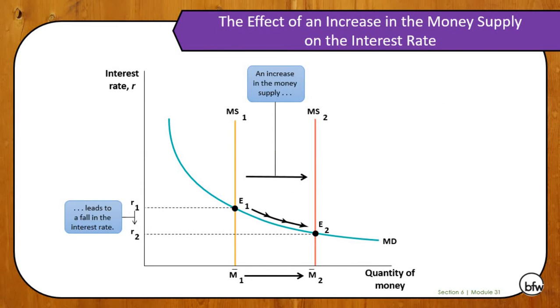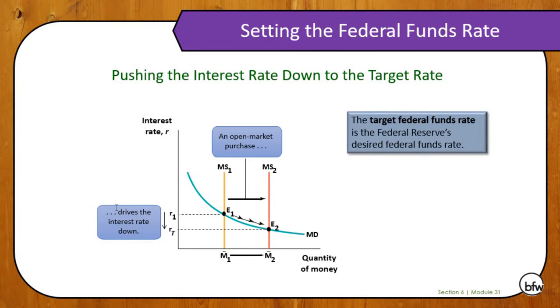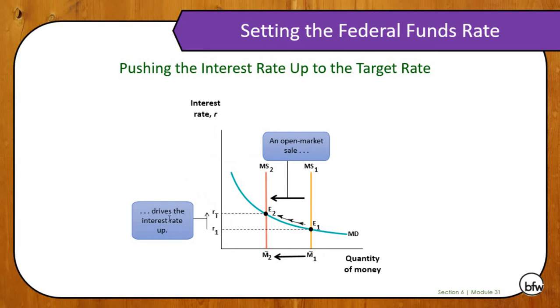Now the effect of an increase in the money supply on the interest rate. Go ahead and draw this expansion of monetary policy. When the money supply increases, that lowers the interest rate. An open market sale is a contraction of monetary policy, which shifts the money supply to the left, pushing up the interest rate.